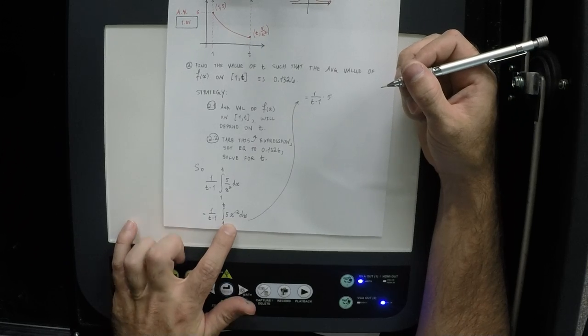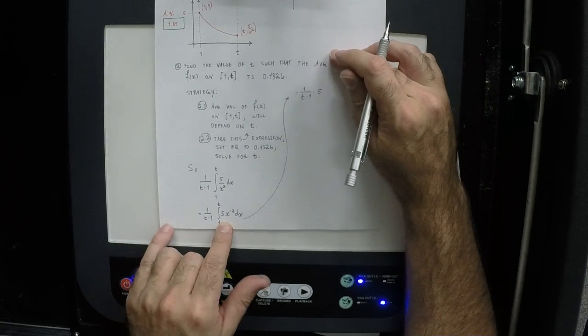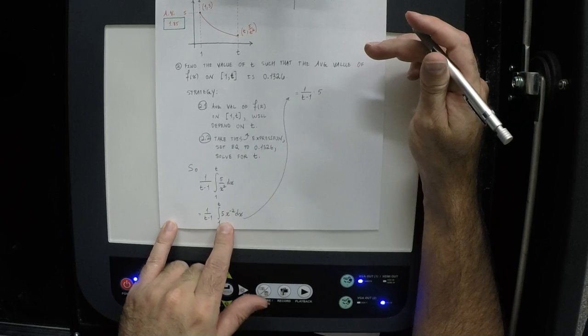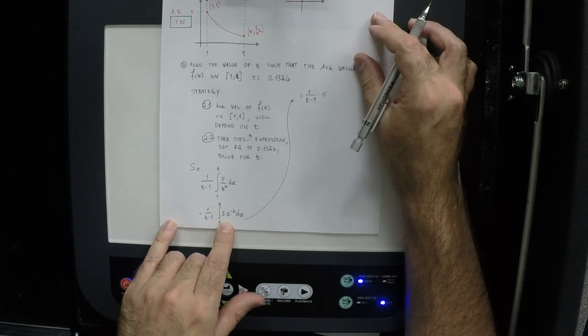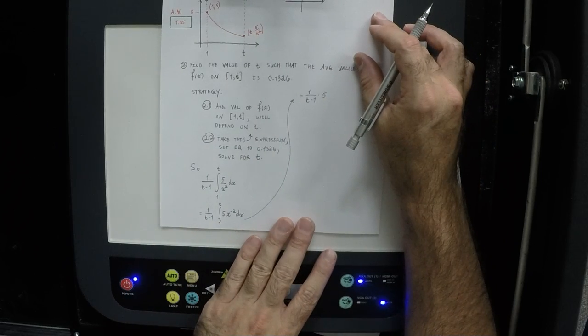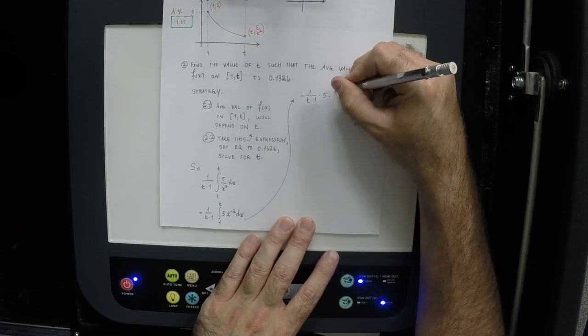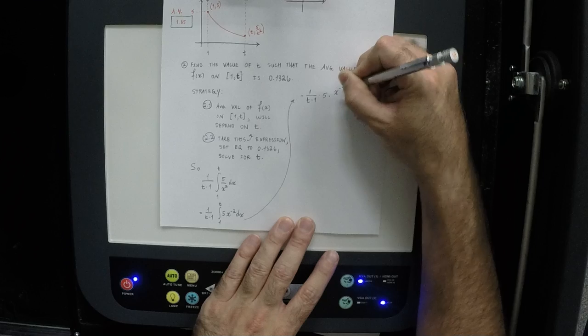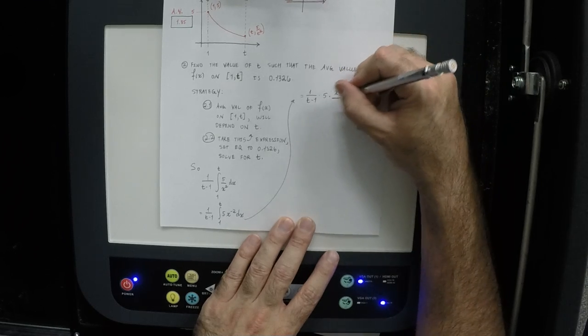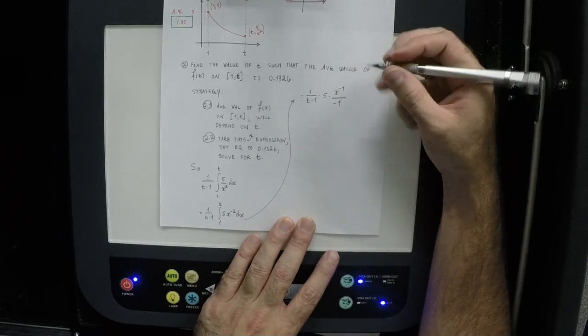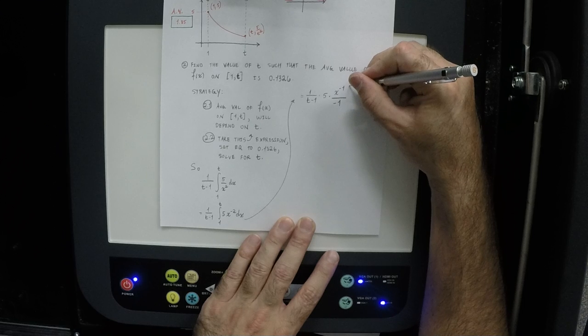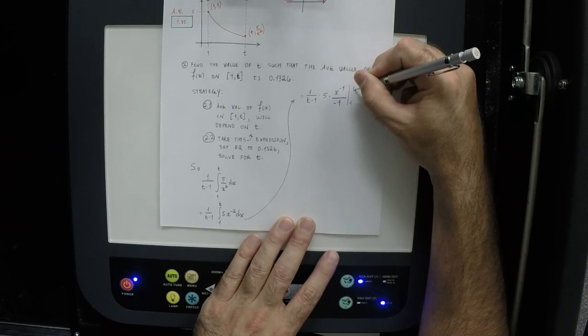So what rule will we use to anti-differentiate x to the negative 2? Right, the add one rule. So it'll be x to the negative 1, and then divide by negative 1, right? So then this will be from 1 to t.